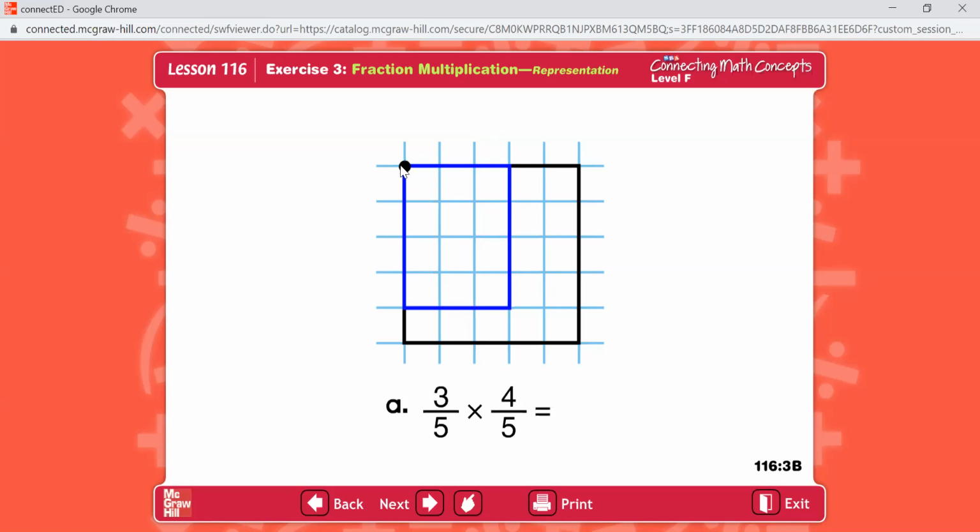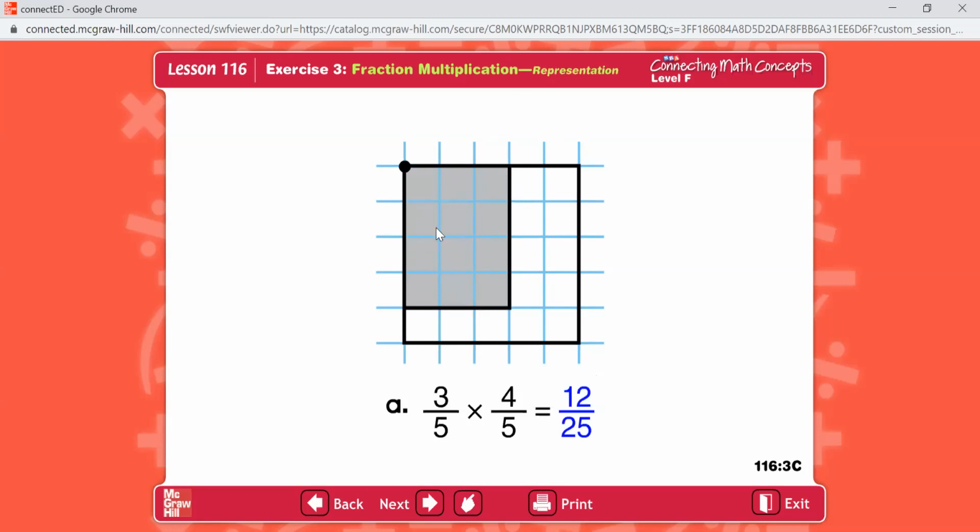How many parts do we see in all? There's 3, 6, 9, 12. 12 is going to be our numerator. And how many parts do we see in this whole entire square that's outlined in black? We see 25. So that's going to be our denominator of the fraction. So 3/5 times 4/5 is 12/25.